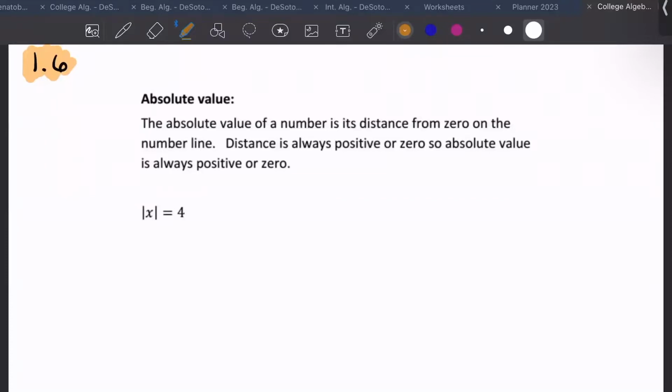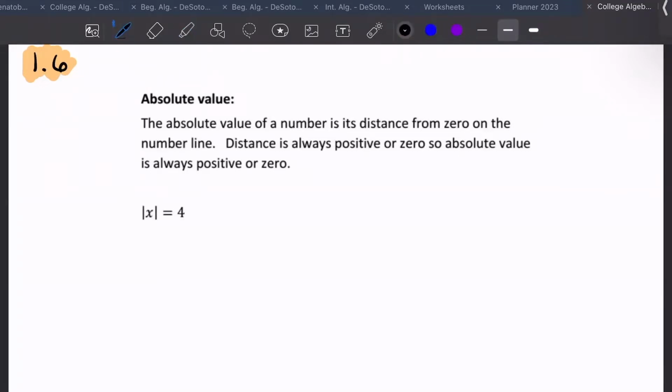All right. Section 1.6 is all about the absolute value. The absolute value of a number is its distance from zero on the number line. Distance is always positive or zero, so the absolute value is always positive or zero. So we need to think of distance, right?